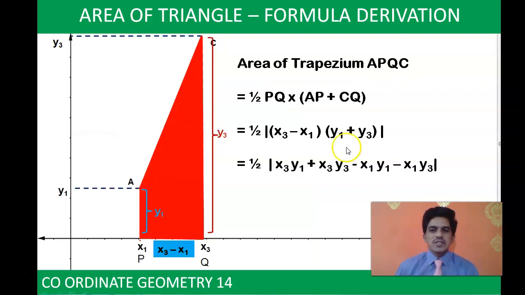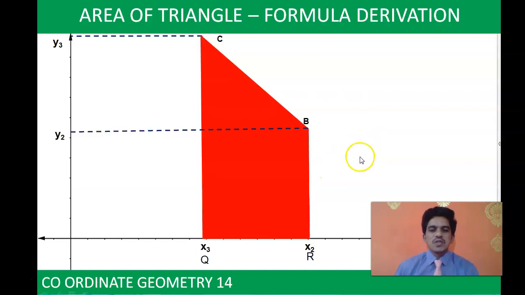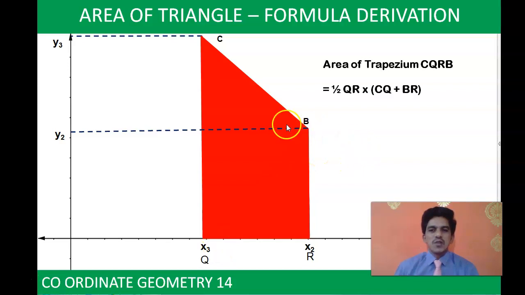Now let us take the case of the next trapezium, CQRB. What are the two parallel sides here? CQ and BR. You have to observe this very carefully. The distance between these two, QR, is x2 minus x3. So let us take the formula once. This is 1/2 QR, because this is the distance between the two parallel sides, and CQ and BR are the two parallel sides. So this is the formula we have.